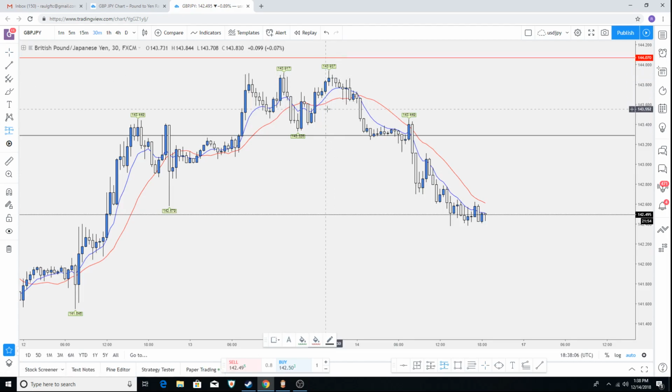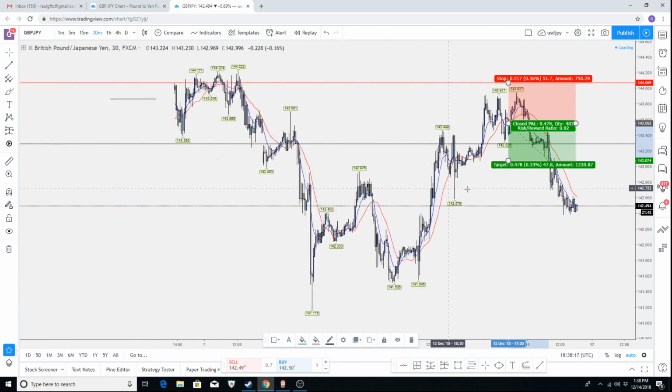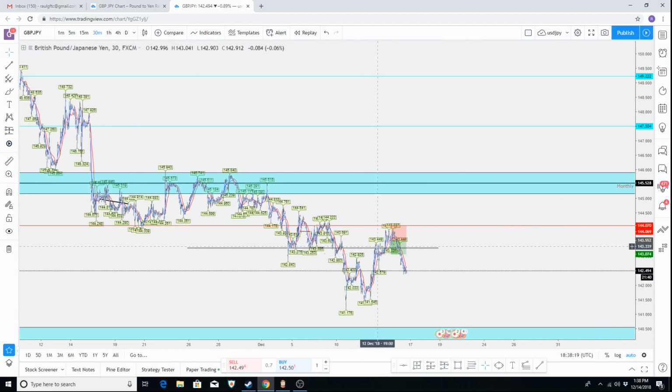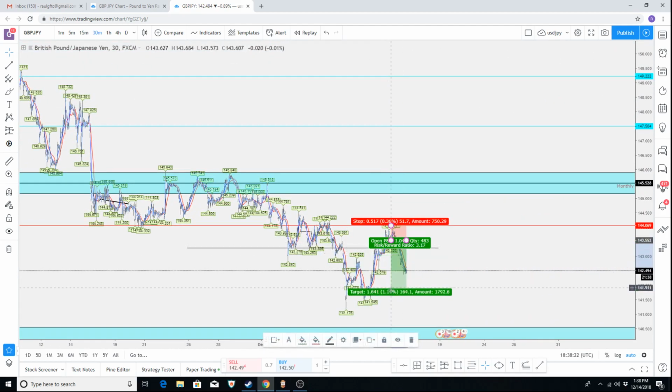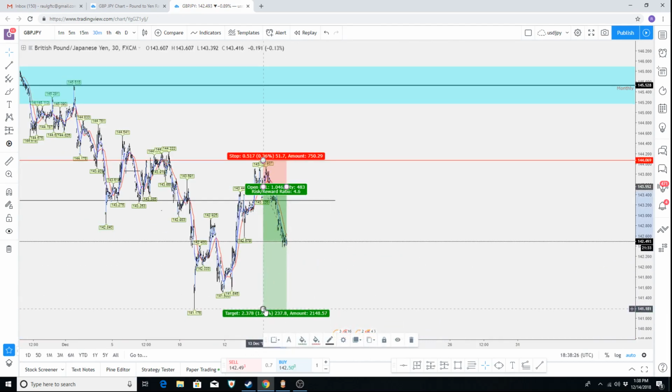143,550. I did take drawdown on this first entry, 550. So my first entry was around here. Stop loss is at daily resistance. And take profit is all the way down here. Right? All the way down here.